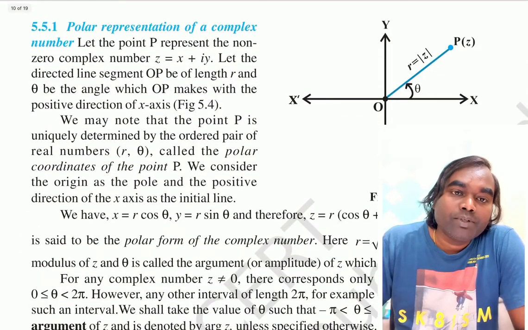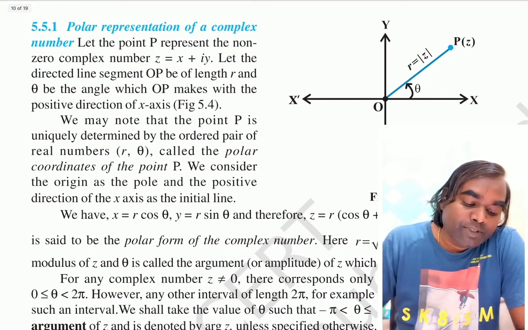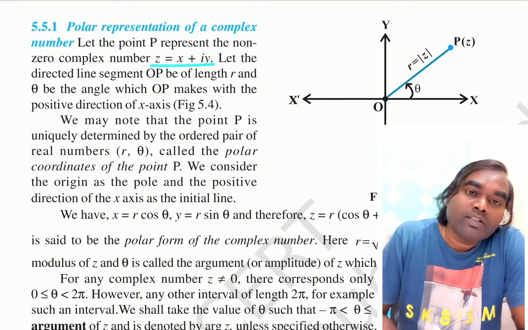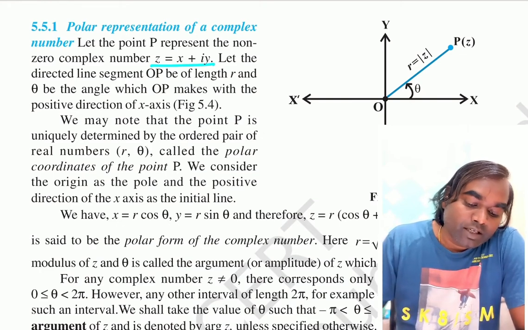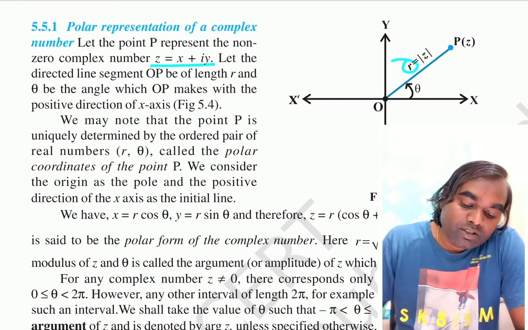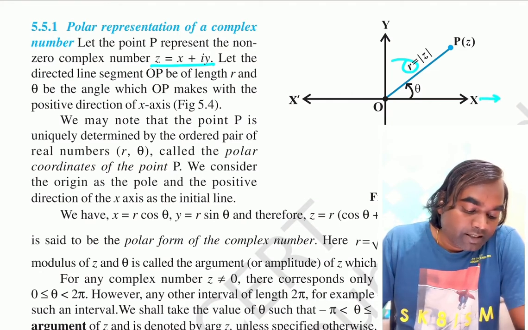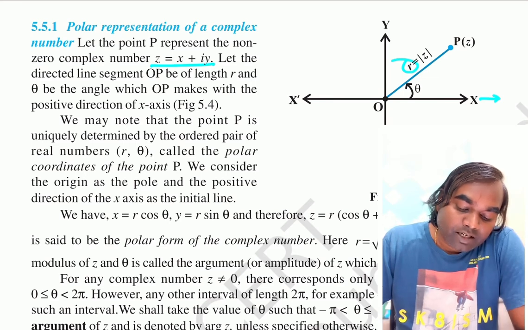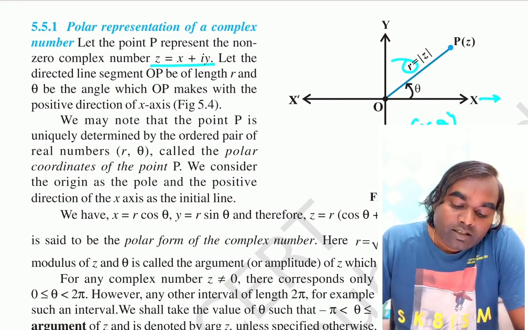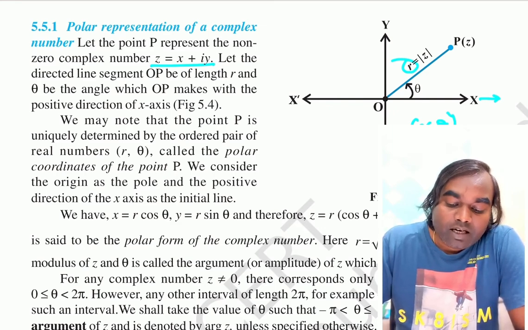Polar representation of a complex number. Let the point P represent the non-zero complex number z is equal to x plus iy. Let the directed line segment OP be of length r and theta be the angle which OP makes with the real axis. Now we note that the point P is uniquely determined by the ordered pair of real numbers r and theta. So here, in the polar representation, the ordered pair is r and theta.